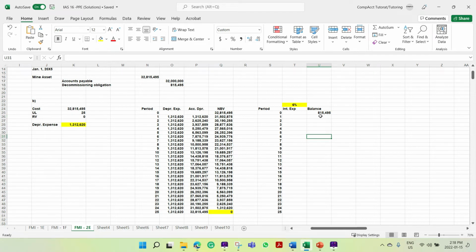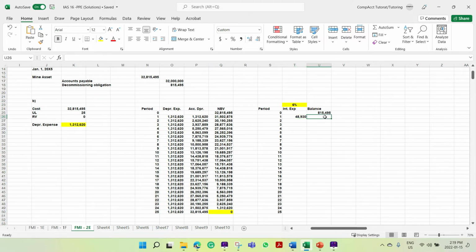So what is the charge for year 1? So now, okay, equal the balance times 6% charge. Okay, and I'm going to lock that cell. So in the first year, that interest expense charge is 48,930.